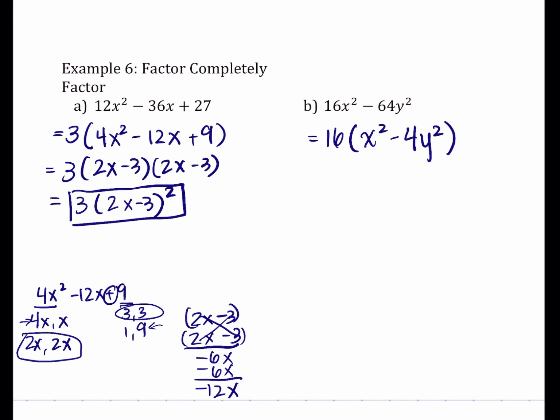From there, I can see again, look in my x squared minus 4y squared. I want to check if it's a difference of squares. X squared is a perfect square. 4 is a perfect square. Y squared is a perfect square. So this is actually something I can apply the difference of squares formula to. So this I know is going to come out to x plus 2y times x minus 2y. And that's it. Perfect.